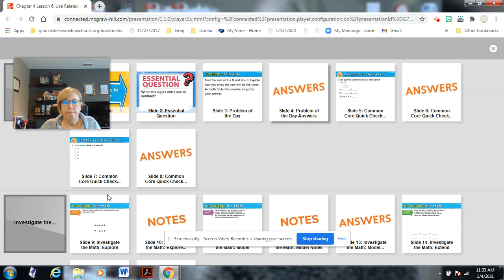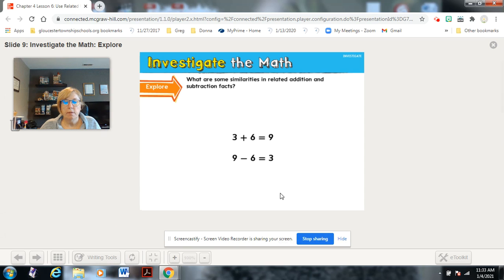All right, so now our next practice will be, let's see, here we are. Let's look at this. What are similarities in related addition and subtraction facts? Now remember, similarities are things that are kind of alike. And we want to know how they are related with addition and subtraction facts. Well, let's look. 3 plus 6 equals 9. 9 minus 6 equals 3. I want you to look carefully at both that addition and subtraction number sentence. What are some things you notice?